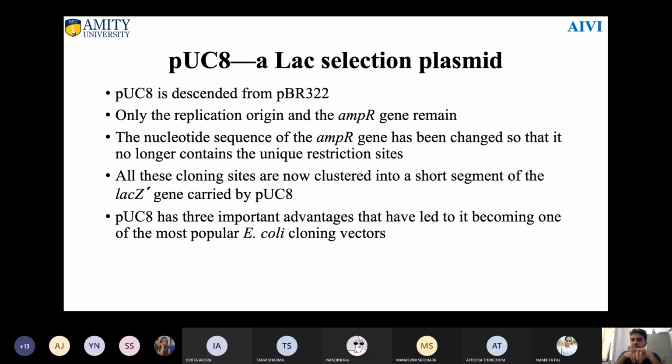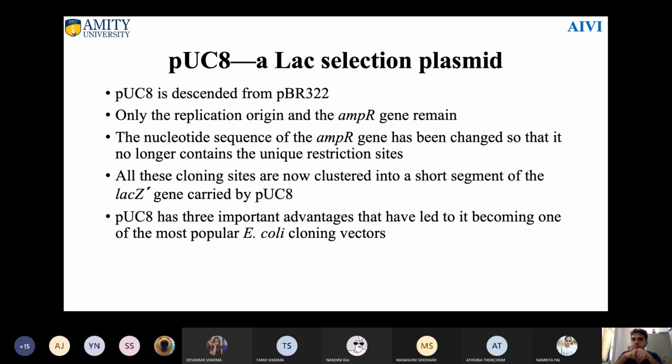And now all the restriction sites got clustered in this LacZ gene. So the insertional inactivation that we are referring to, now we are not insertionally inactivating your antibiotic resistant gene, but we are inactivating this LacZ gene. So what does this LacZ gene do? It codes for the enzyme that you can use for the metabolism of your lactose. So pUC has 3 important advantages that led to it becoming one of the most popular E. coli cloning vectors. So this is the vector.